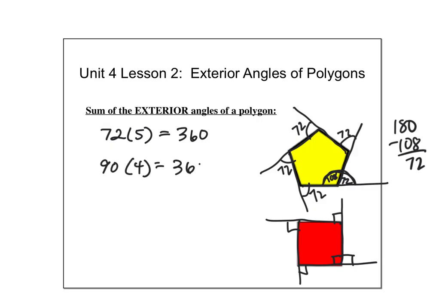It's 360. So what's kind of cool about exterior angles is no matter what shape you have, no matter how many sides the polygon has, the sum of the exterior angles will always be 360 degrees.